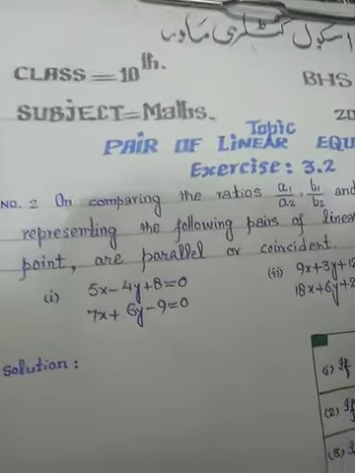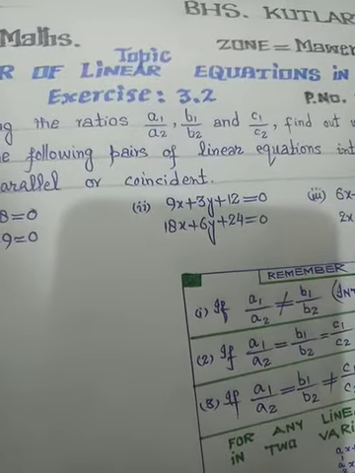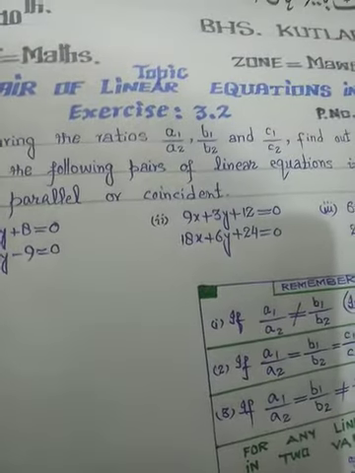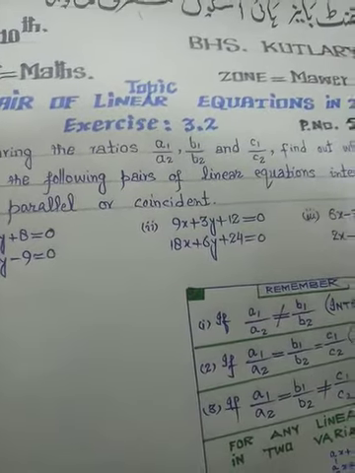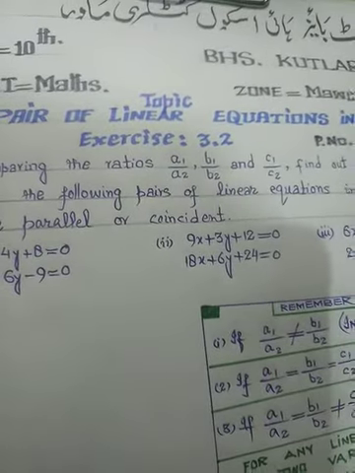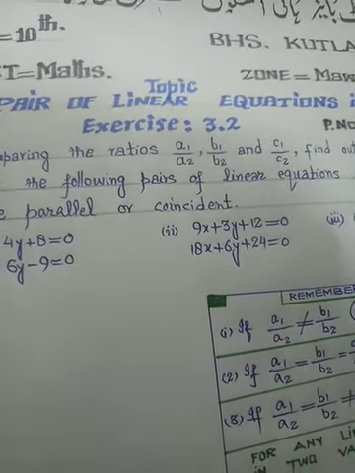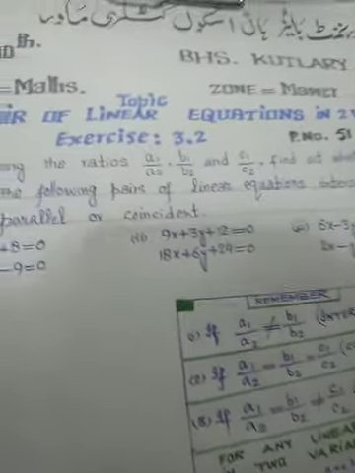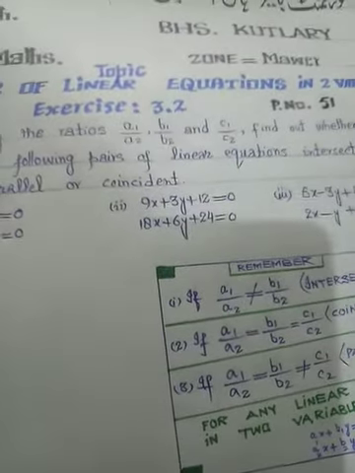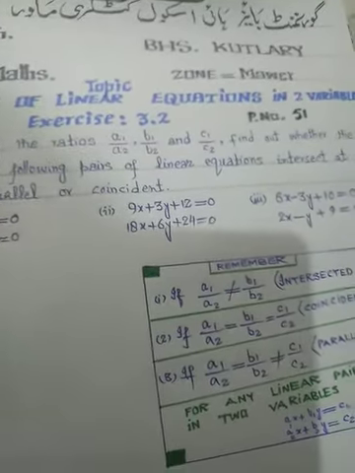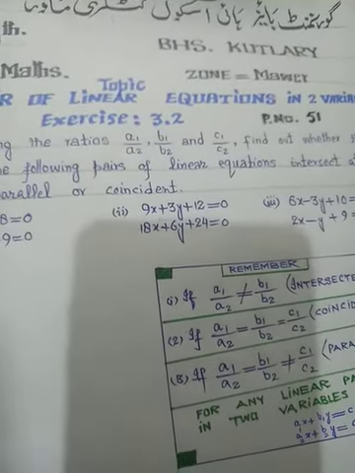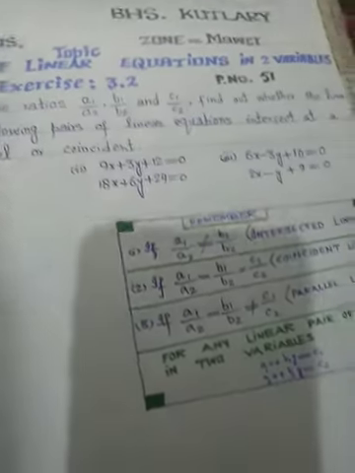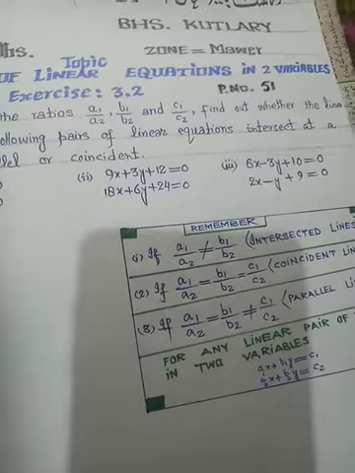Today my topic is from your subject mathematics. The name of the topic is pair of linear equations in two variables. It is exercise 3.2 and page number 51 of your textbook of mathematics, and today we are going to solve question number 2 from exercise 3.2. This question has three parts.